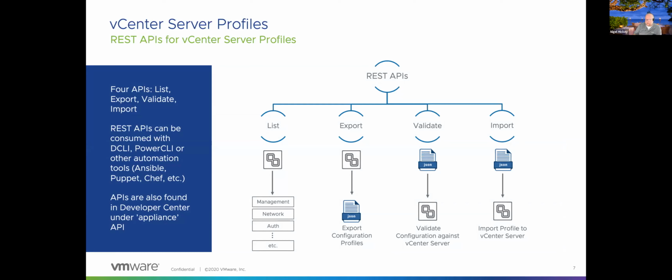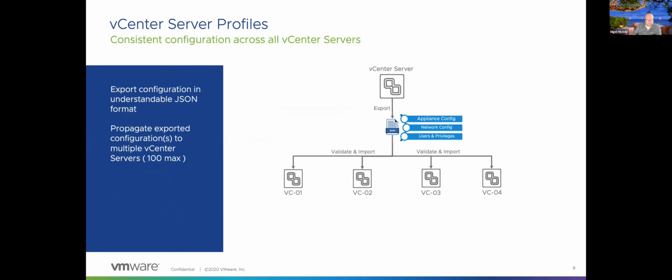But what we have here is the 4 APIs. We have REST APIs: list, export, validate, and import. And also noted that since they're just REST APIs, they can be consumed with anything that can consume a REST API, whether that's Postman, Ansible, Puppet, or Chef. You can run this through DCLI. If you have DCLI, when you're connecting to your VCSA, you can run that directly from there. And PowerCLI can call APIs as well. So it's quite flexible and trying to make it work across the maximum tooling that's out there.